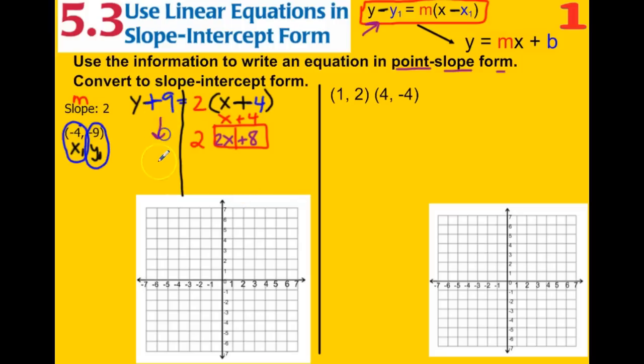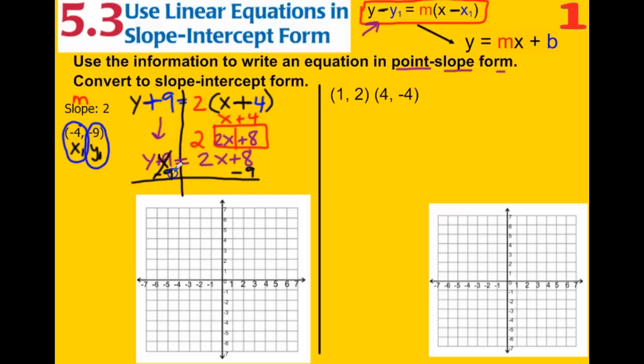I'm going to rewrite what I have. I have y plus 9. This is where you're going to have to use your small handwriting skills. If you can't write small, practice, try. And we want to get y by itself. So we need to get rid of this plus 9, so I'm going to subtract 9.